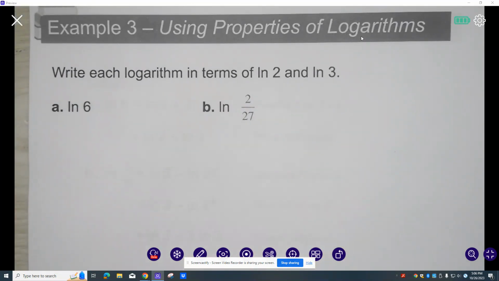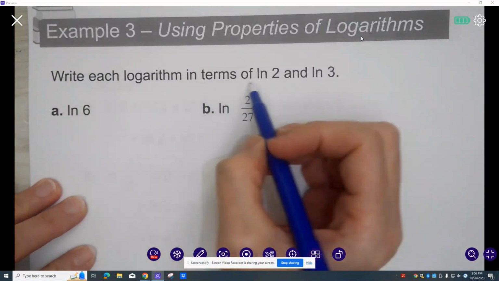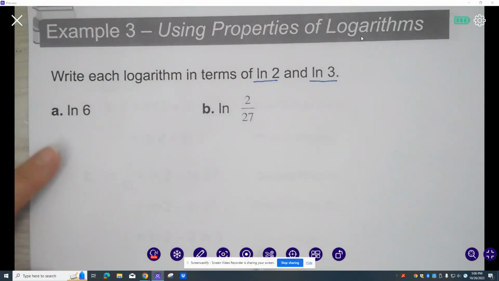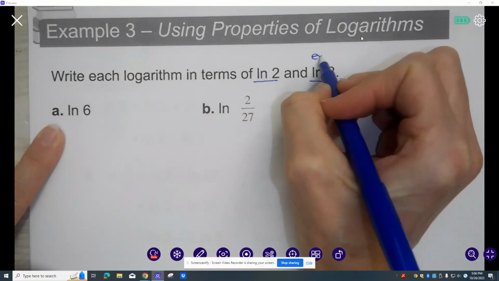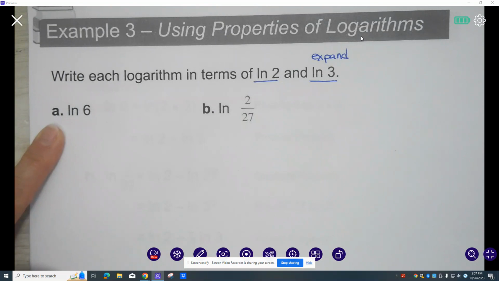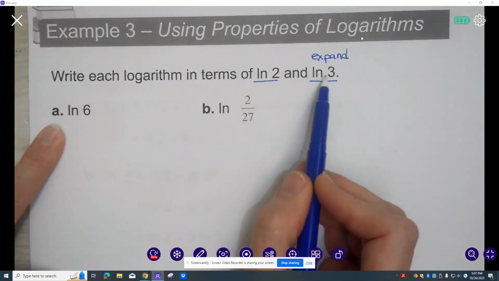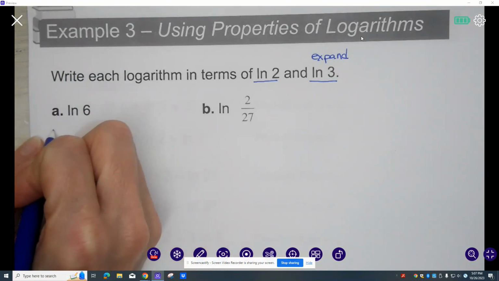All right, so this says, you're going to want to pause and write this down. Write each logarithm in terms of natural log of 2 and natural log of 3. So this is one where I currently have a single log and I want to expand this out into 2 logs or 3 logs, however many I need to do. So if I notice right away, 2 times 3 is 6. So I'm using the product property on here.